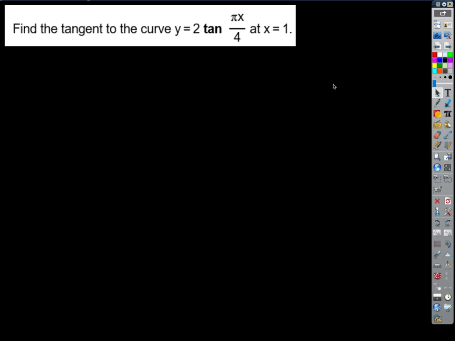If we want to find the tangent to a curve, it sounds hard, but all we need is a point and a slope, right? The point is pre-calculus stuff. If we know what x is, we can evaluate the function at x to find y, right? So what's the point of tangency going to be for this? x is 1. And we're going to get 2 times the tangent of pi fourths. What's the tangent of pi fourths? 1, right? So the point of tangency is just 1, 2. And then the slope of the tangent line is just the value of the derivative at 1, right?